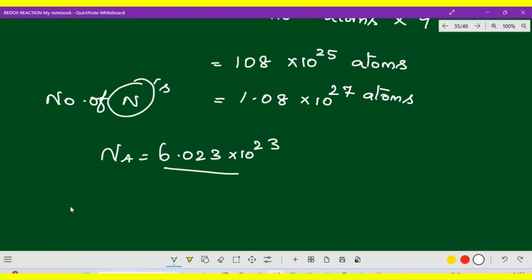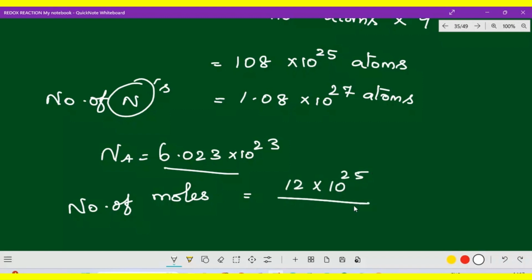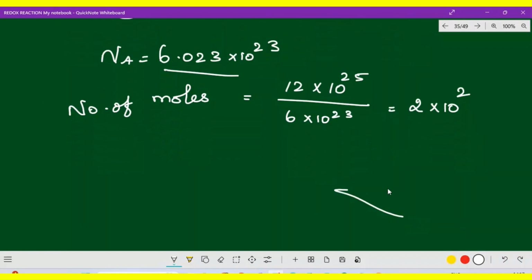So the number of moles of atoms: the number of atoms present divided by Avogadro number, that is 12 into 10 to the power of 25 divided by the Avogadro number 6 into 10 to the power of 23, as mentioned in the question. So here you will get 2 into 10 to the power of 2. So you will get 200 moles of atoms, right? 200.